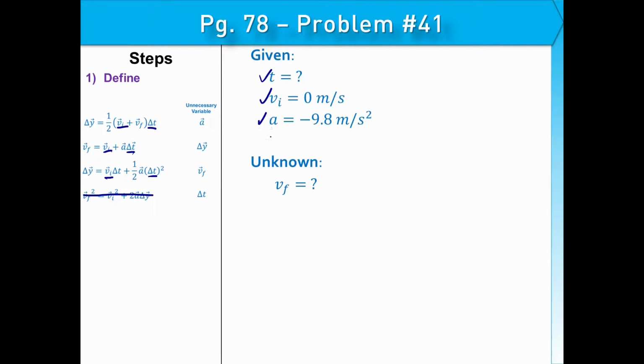Next, I want to see which equation has acceleration. This equation does not have acceleration, so I'll eliminate that one. This equation has acceleration, and this equation has acceleration. Then finally, I need the equation with final velocity. This equation has final velocity here. This equation does not have final velocity, so I'm going to be using the second equation right here.